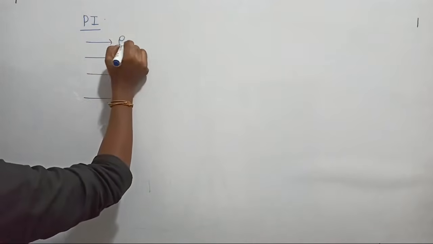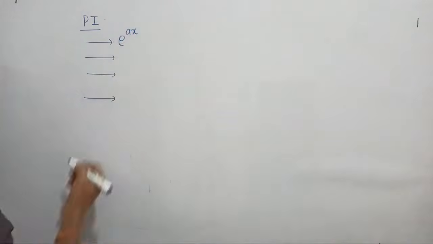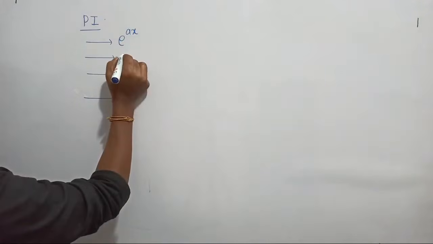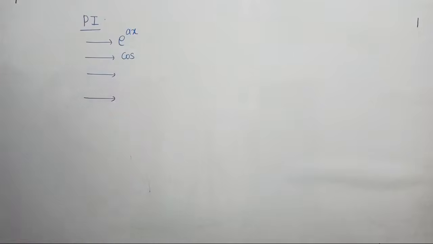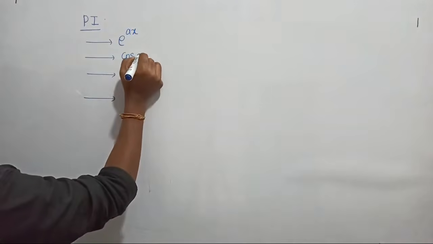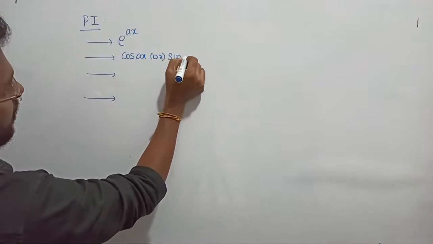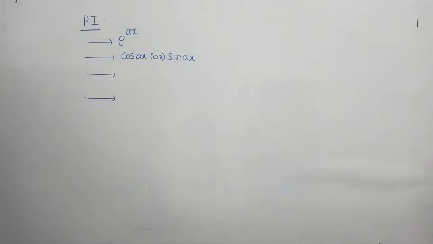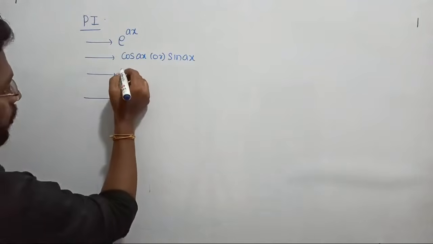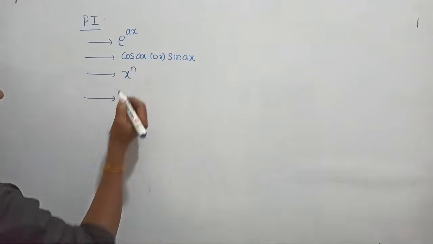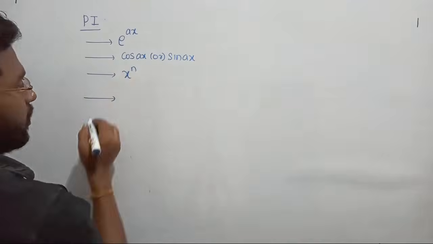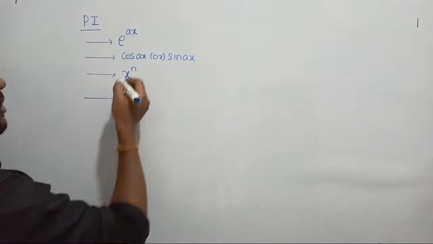என்னென்ன சிக்னல்லாம் பாஸ் பண்ண போகிறோம்? First we are going to consider exponential signal. Second we are going to consider trigonometric functions, cos ax or sin ax, that is cosine function or sinusoidal signal. Either you can consider cos signal or cos theta or sin theta. Next we are going to consider some polynomial equations, polynomial signal we are going to pass, right? And then we are going to club them together.